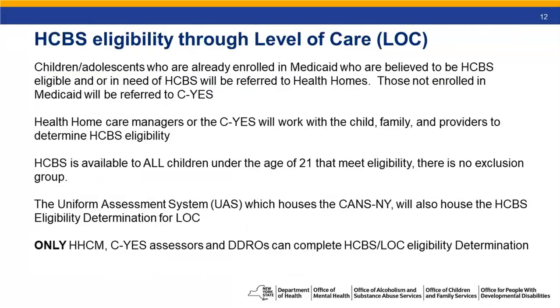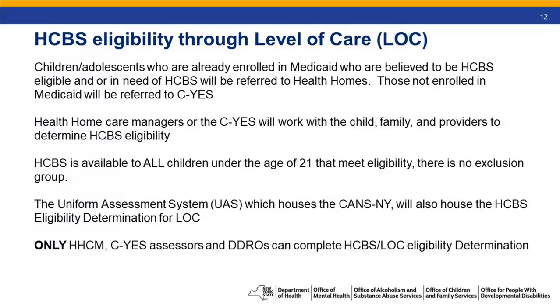So let's talk a little bit about the pathways to HCBS and to receive level of care. Children who are already enrolled in Medicaid and who are believed to be HCBS eligible, or they're in need of HCBS, will first of all be referred to health home. They can always opt out of health home at any time, and we can talk about that a little bit more. But those who are not enrolled in Medicaid and they're believed to want or need HCBS, then they need to be sent to our independent entity of the Children and Youth Evaluation Services, which is called CES.